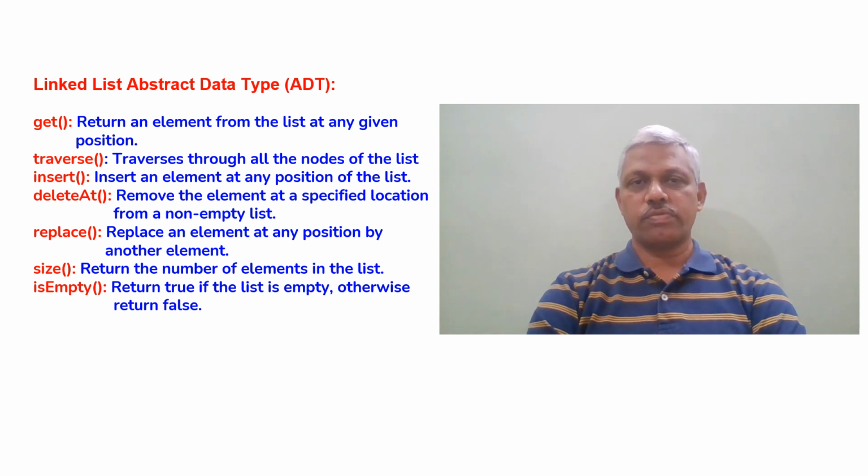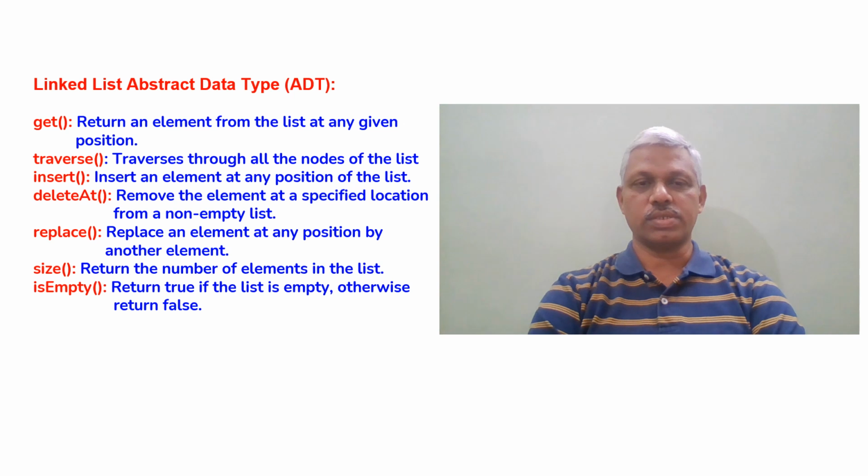We can describe the abstract data type of a linked list, or list for that matter. What are the operations that we can perform on this? Get is one function which returns the element from the list at any given position. Suppose I want to get the data at the third node, we can access that through this get node function. Traverse: right from the beginning, the head node, to the tail node, we can keep on traversing and printing or processing the data.